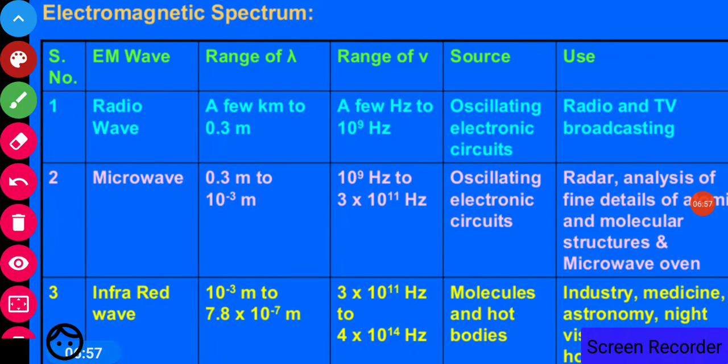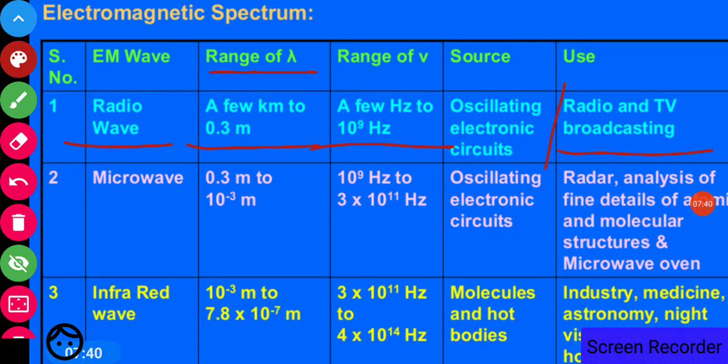Now the electromagnetic spectrum is the important part of this chapter. Usually the questions are based on the electromagnetic spectrum. It is divided into different EM waves. First, the radio wave: the wavelength range is a few kilometers to 0.3 meter, and the frequency range is a few hertz to 10 raised to power 9 hertz. It is produced by oscillating electronic circuits, and its use is radio and TV broadcasting. This table you have to remember.